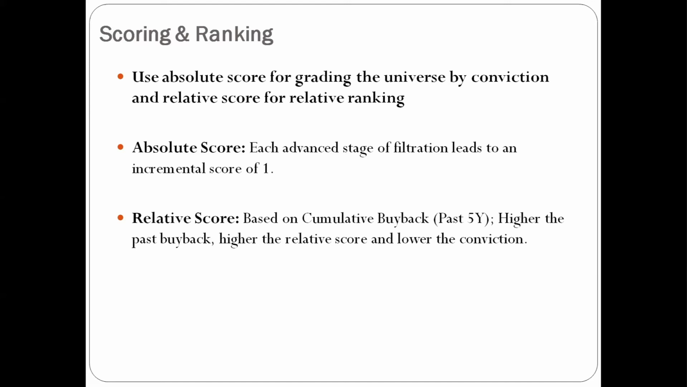And if that is the case, then usually the future buybacks tend to be lower in terms of magnitude. So the buyback growth tends to be lower. So the higher the past buybacks, the lower the future buyback growth. So we have punished those companies where the buybacks have been higher, so their score would be lower and they would have a lower conviction in our model.